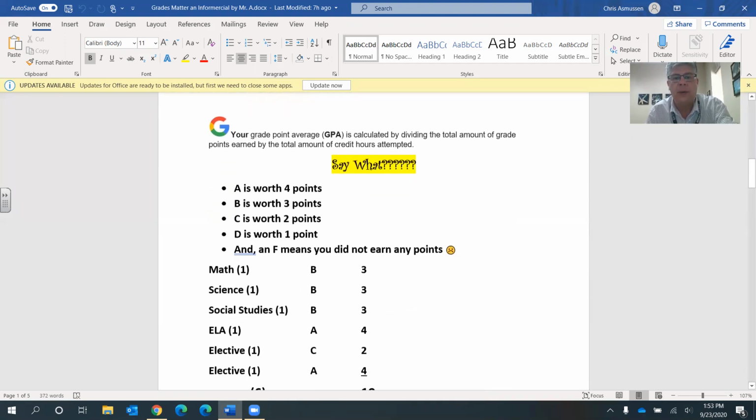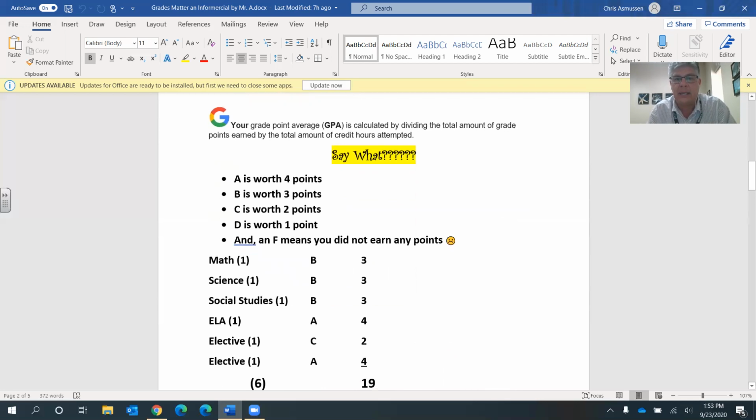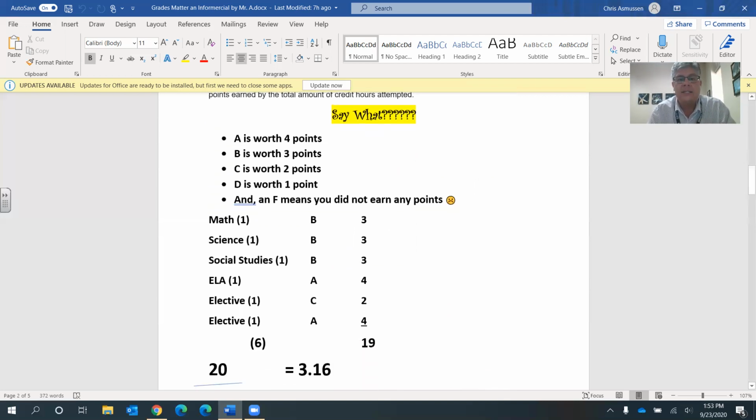So your grade point average is calculated by dividing the total amount of grade points you've earned by the total of credit hours attempted. So say what? Yeah, let's talk about that. A's are worth 4 points, B's are worth 3, C's are worth 2 points, a D is worth 1, and if you got an F, if you failed a class, that means you did not earn any points.